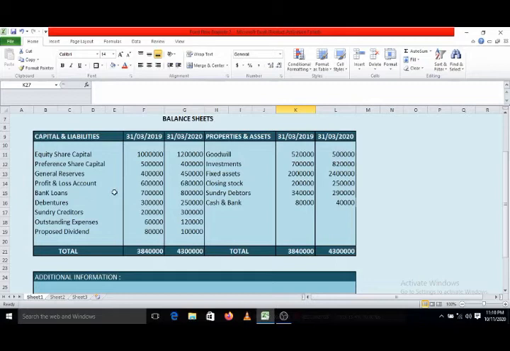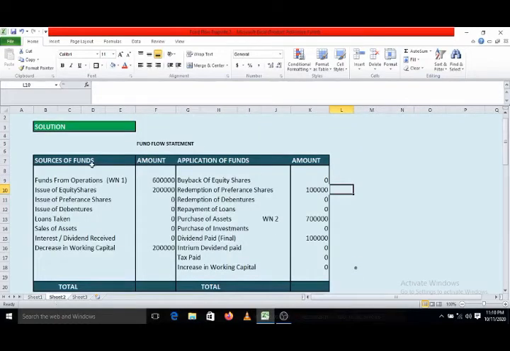Next one is bank loan. Check out bank loan. First year 7 lakhs, second year 8 lakhs. It means bank loans have increased by rupees 1 lakh. What does it mean? That company has taken additional loan of rupees 1 lakh during the year. So taking of loan is source or application? That becomes source. You can check out loans taken. So here we will write down loans taken 1 lakh. Loans taken during the year 1 lakh.